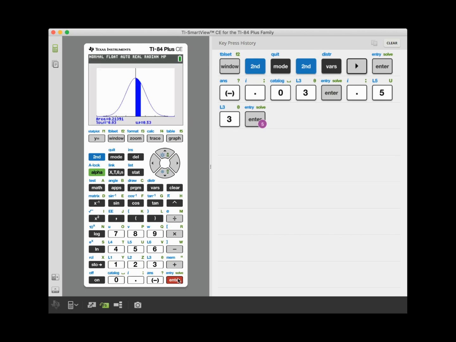All right, so there I have my shaded value. I see the area is 0.21 and change. And what that really means is that's the decimal form of the percentage. So that means that 21% of the time there will be between 180,000 and 200,000 videos uploaded on a given day.